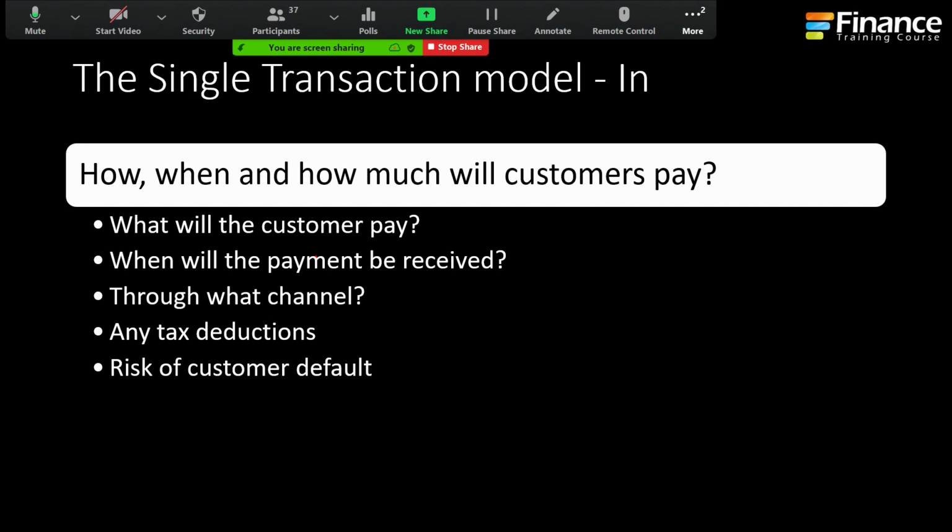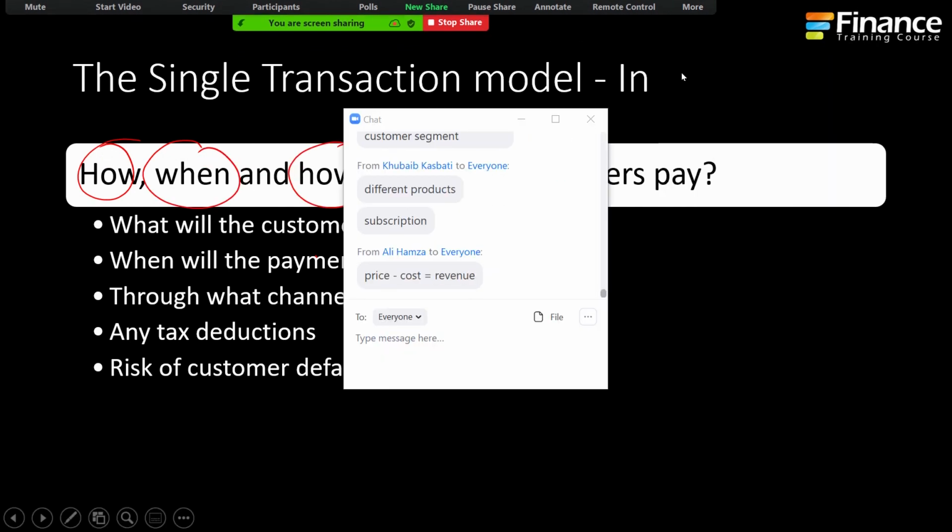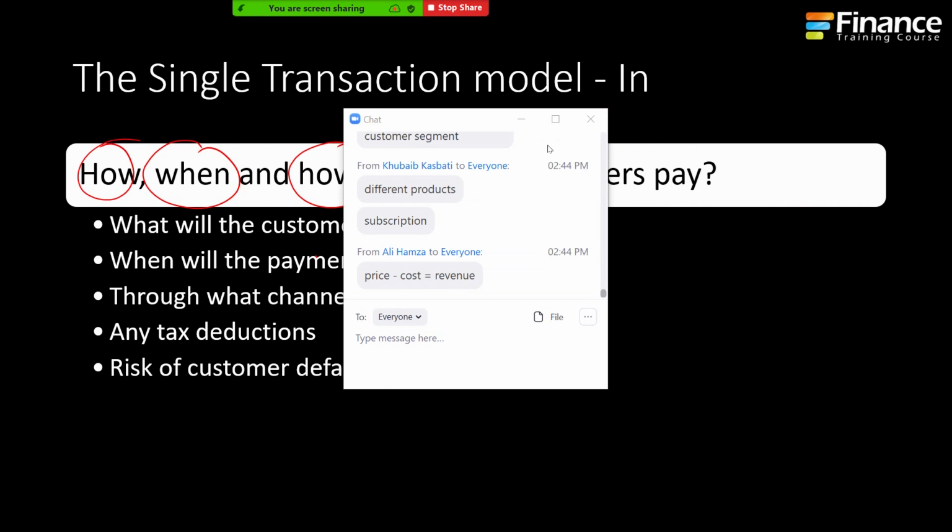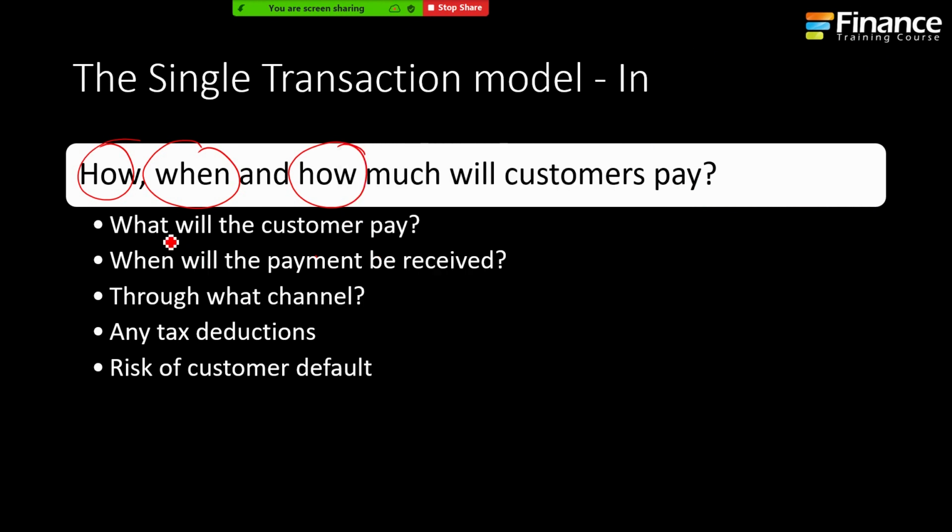So the revenue question, the dollars in question, deals with how, when, and how much the customers will pay. The first part of this is what will the customer pay, and this what deals with the how much component. And the second part is when will the payment be received. So if you think in terms of, let's say, a typical arrangement where you're selling software.